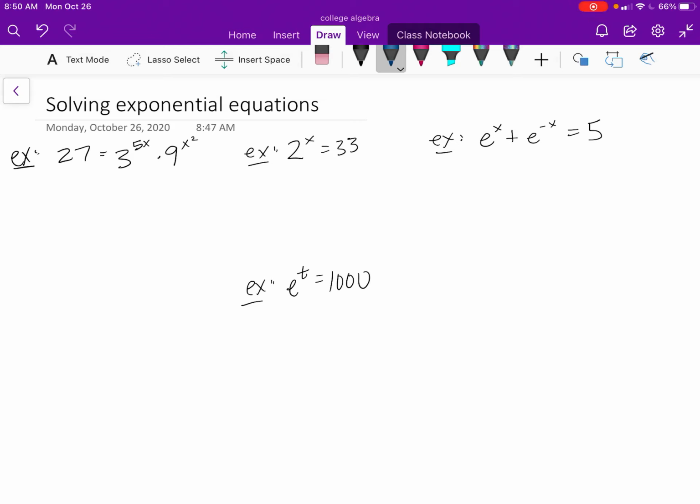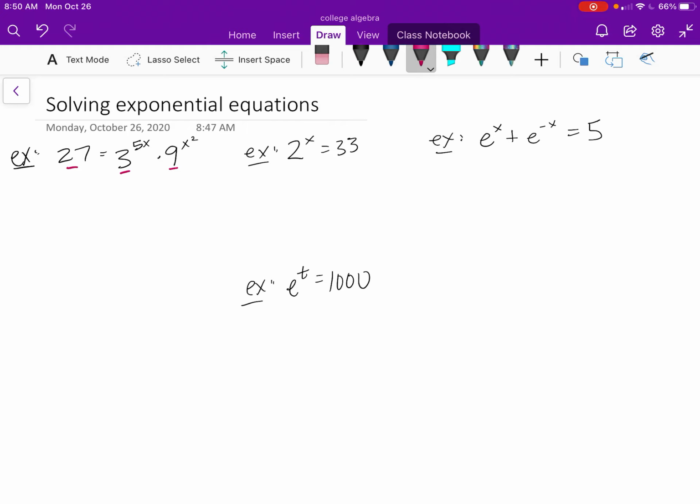All right, let's check out a few examples of some exponential equations here where we have to solve for x. I'm going to demonstrate a few different methods, depending on how the question looks. All right, this first one. We have a base of 27, a base of 3 and a base of 9, right? But one thing in common is all three of those bases can be written as a power of 3.